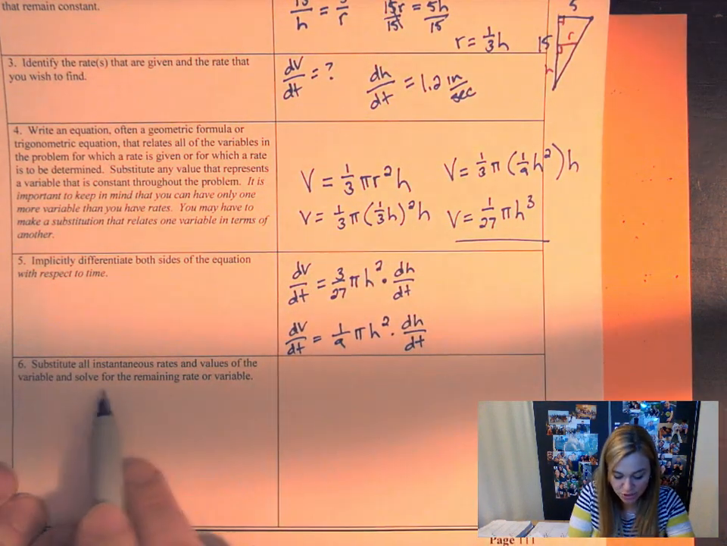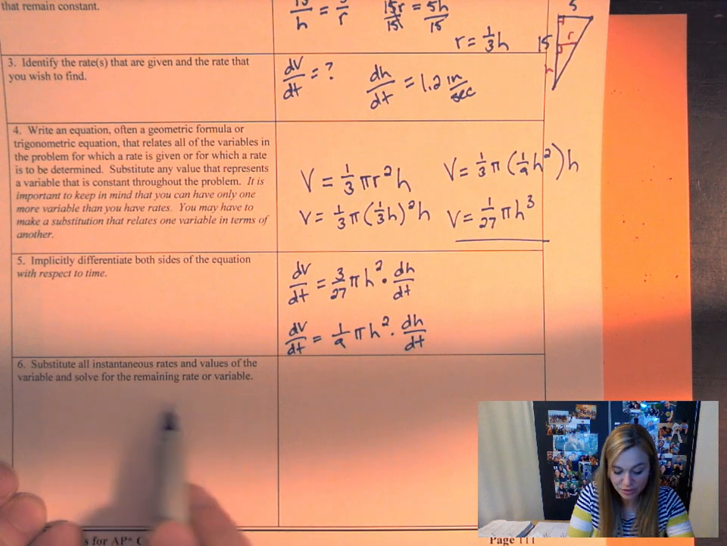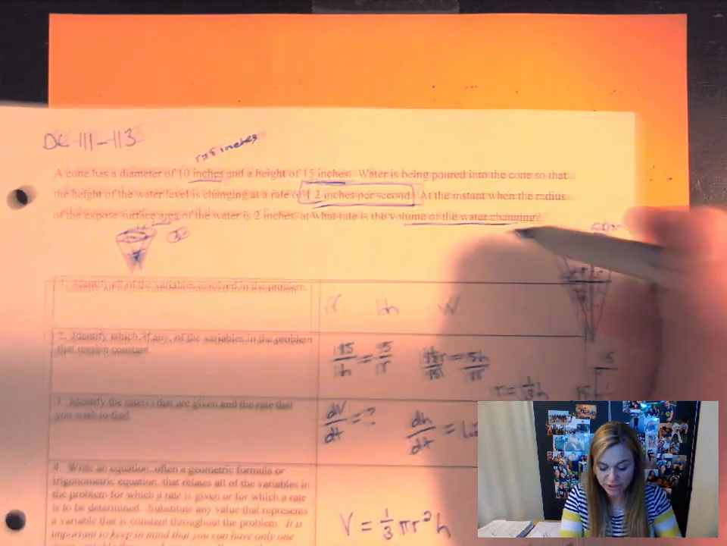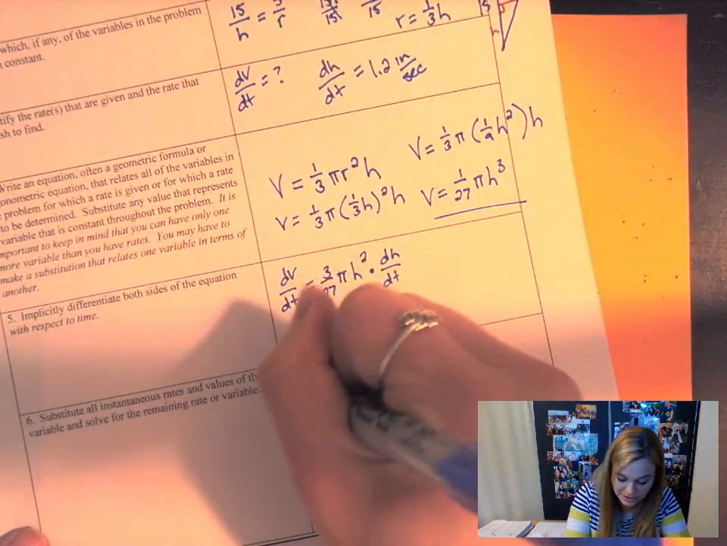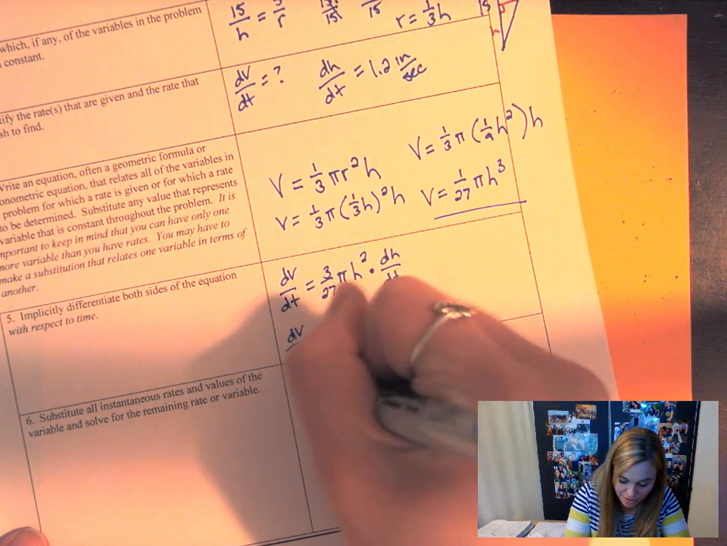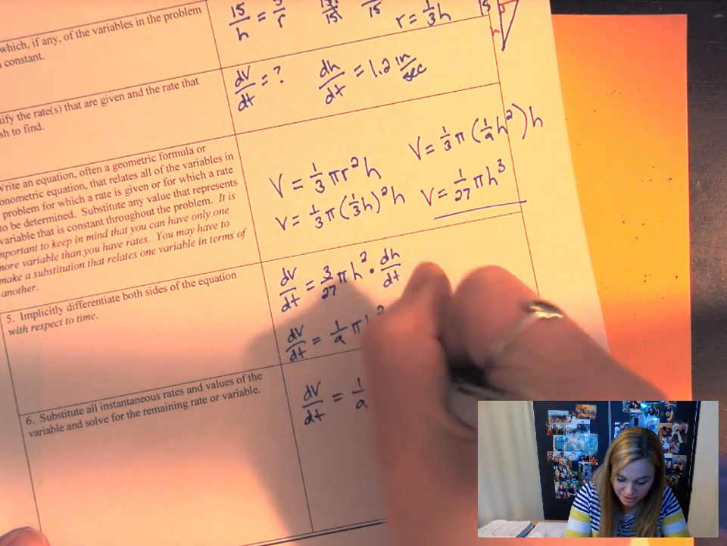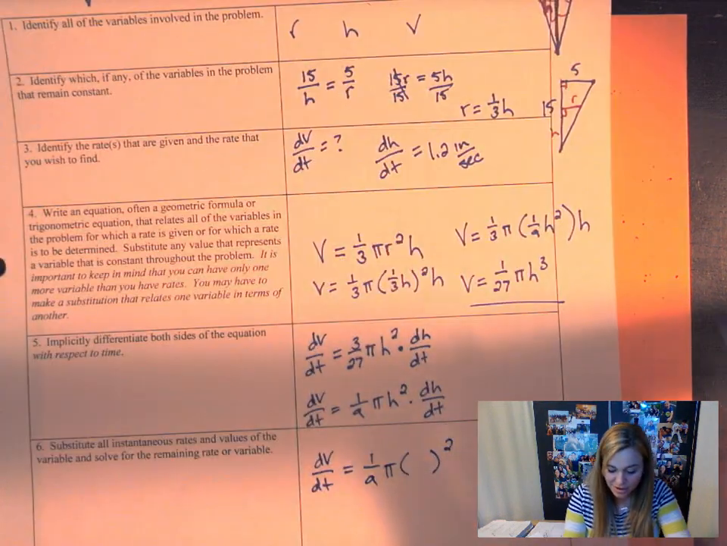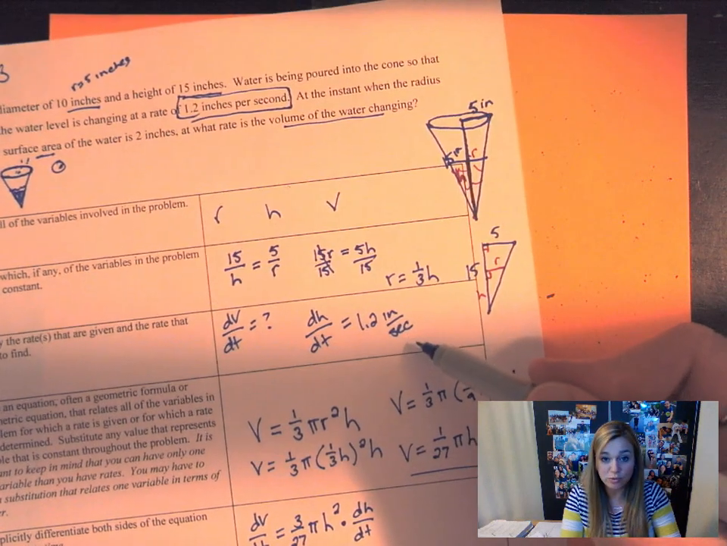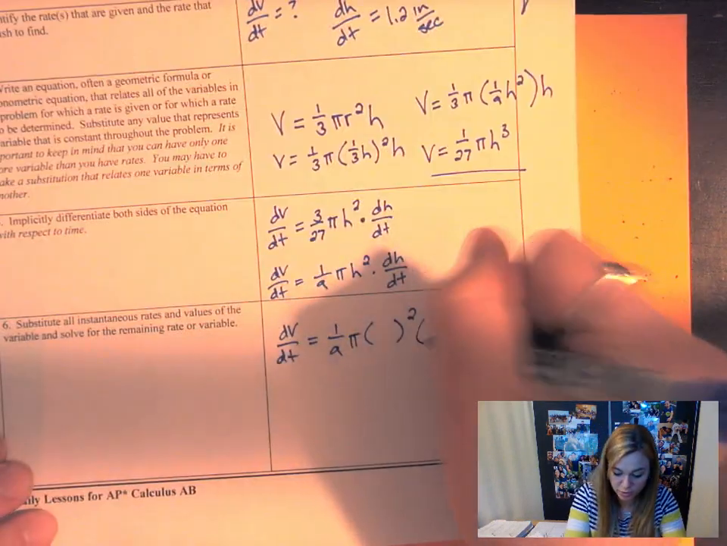Now it says substitute all instantaneous rates of change and the values and solve for the remaining rate or variable. In this problem, it was asking at what rate is the volume changing? So that's what I want to find: dV/dt. 1/9 pi. We said dh/dt was 1.2. So I'm going to put in 1.2 here.